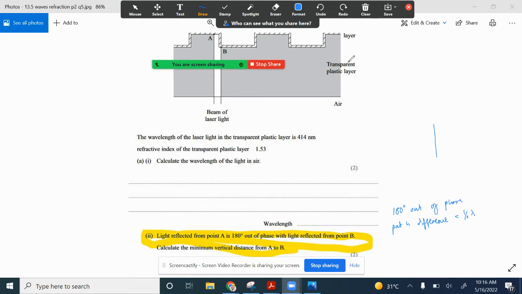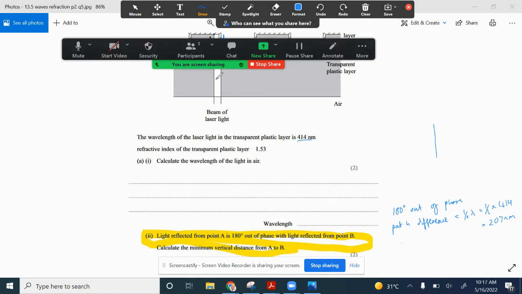Okay, so that is the reflection takes place in the transparent plastic layer. So we asked for this depth here. Okay, now half a wavelength is 414 divided by 2, which is equal to 207 nanometers. Now that means that the distance has gone there and back.